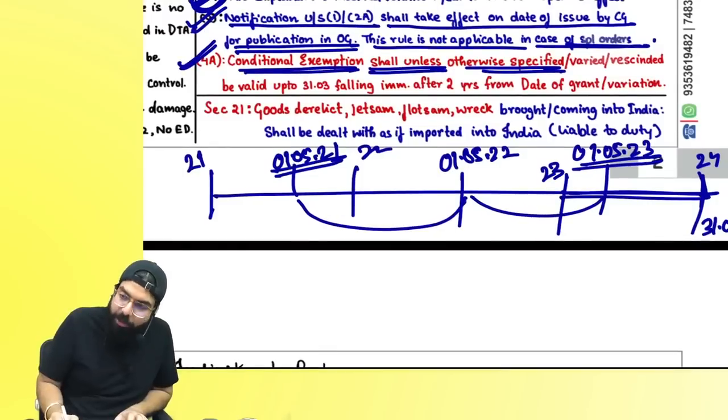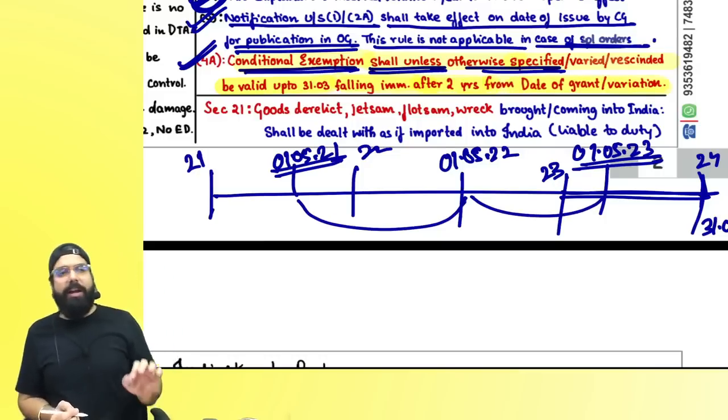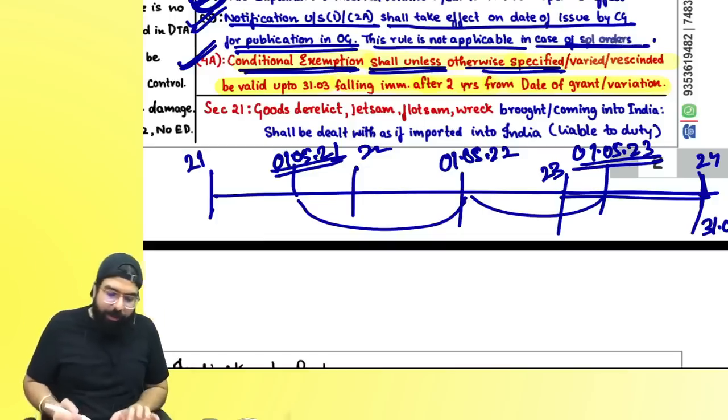So that is what is being told over here. Conditional exemption shall, unless otherwise specified, varied, or rescinded, be valid up to 31st March falling immediately after 2 years from the date of grant or variation. I hope this point is clear. Can we go ahead, everyone?